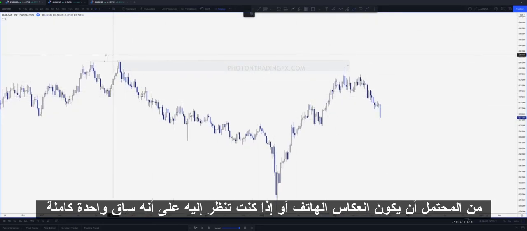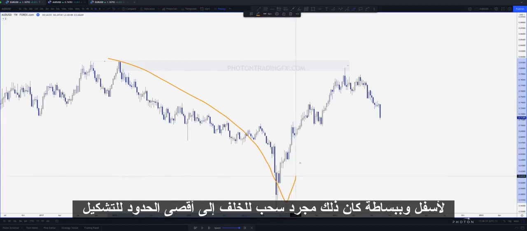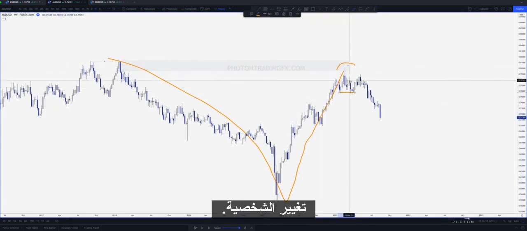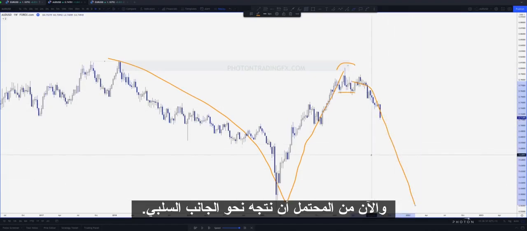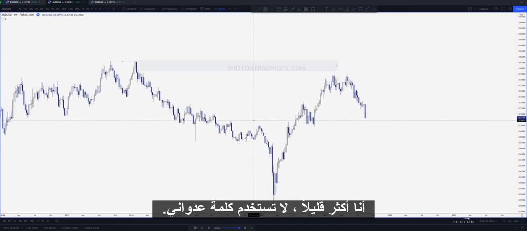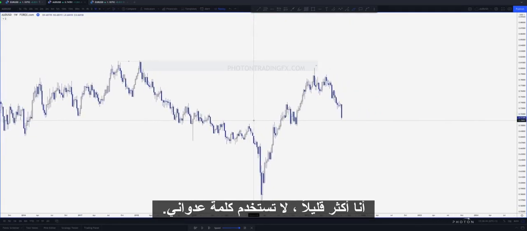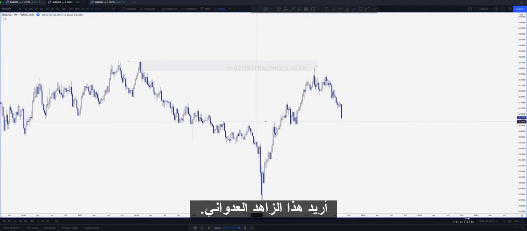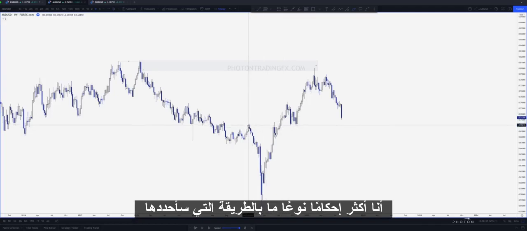Or if you view this as one whole leg down, then simply that was just a pullback up into the extreme to form a lower high, right? Change of character, and now we are potentially trending to the downside. Okay, I'm a bit more sort of tight, I wouldn't necessarily call it aggressive, with the way that I would define structure.